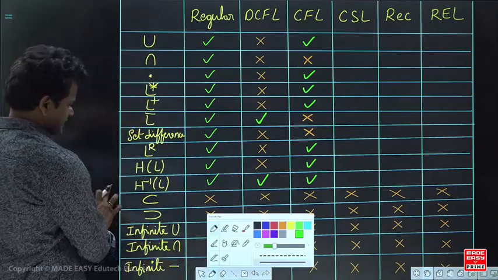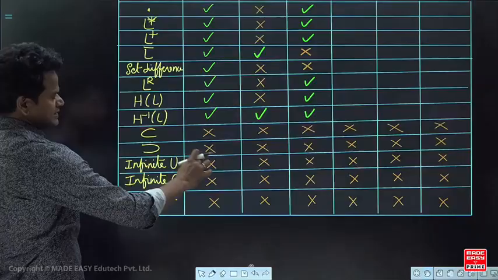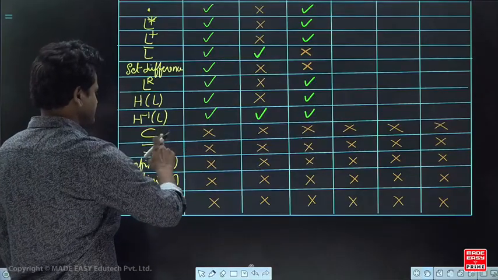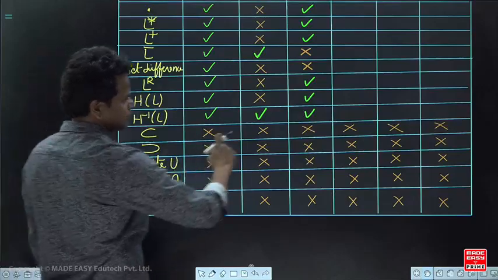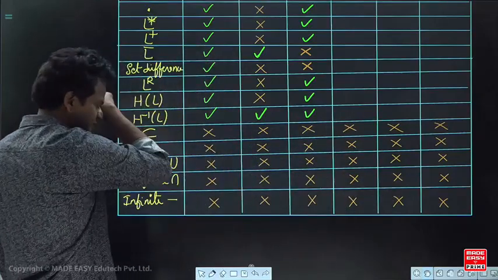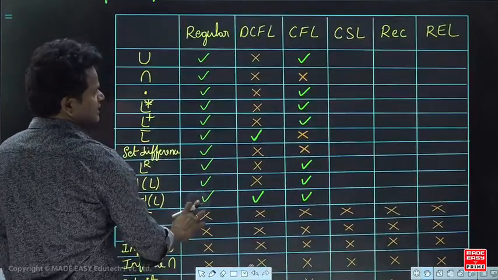Copied. Next, see here, no language is closed under subset, superset, infinite union, infinite intersection, infinite set difference. No language is closed. Even regular is also not closed. Okay, now go for the next one.